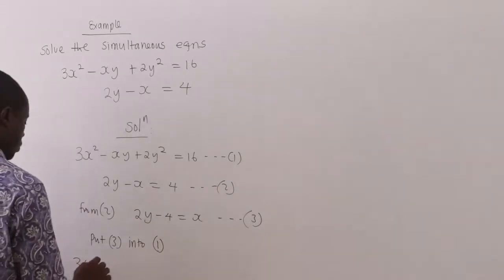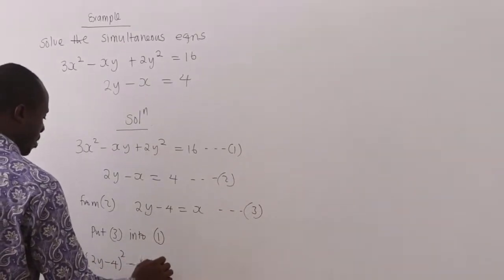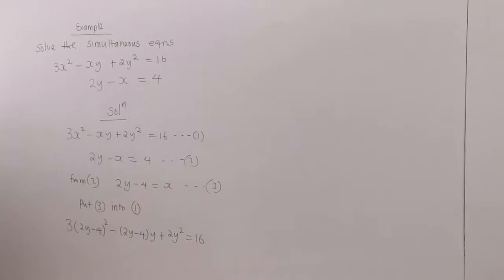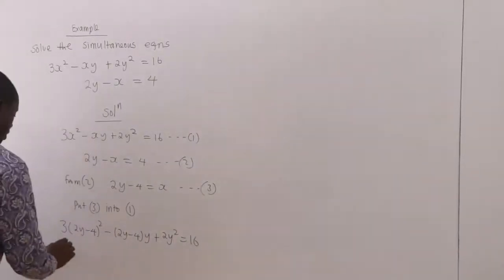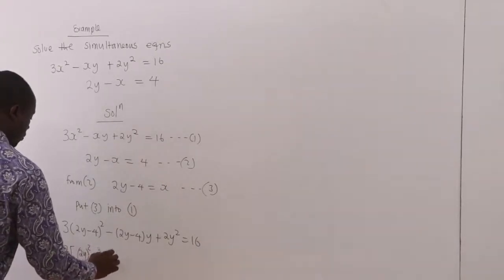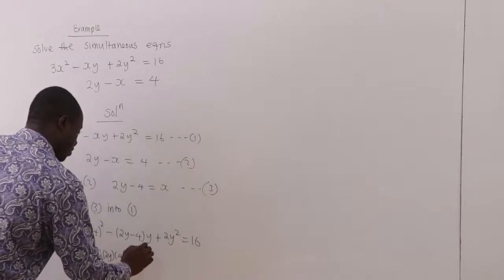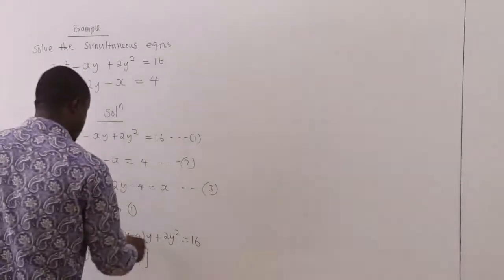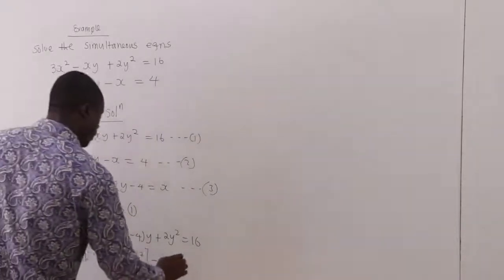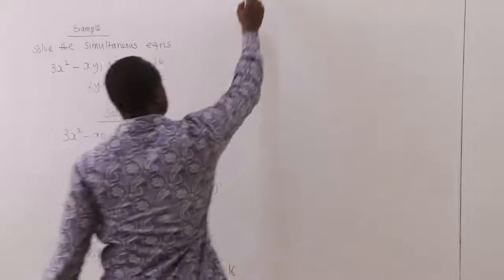So you have 3 times x squared, but what is my x? 2y minus 4, all squared, minus xy. What is our x? 2y minus 4, times y, plus 2y squared equal to 16. I have to expand this. So here, that is a squared minus 2ab plus b squared. Now this one, negative y times 2y is negative 2y squared. Negative, negative, positive, plus 4y plus 2y squared. This is equal to 16.